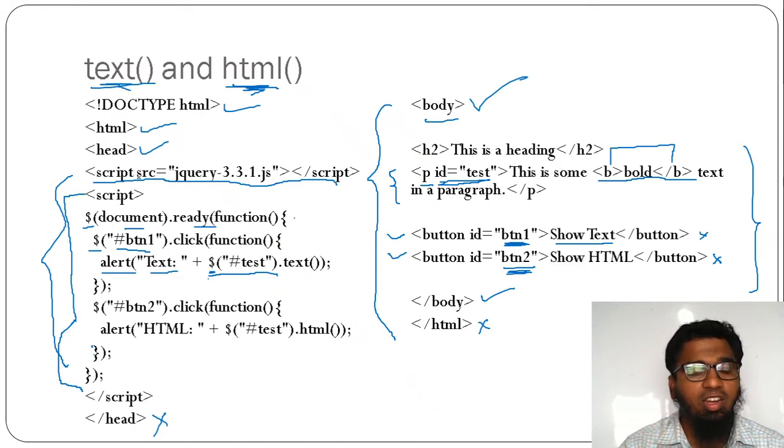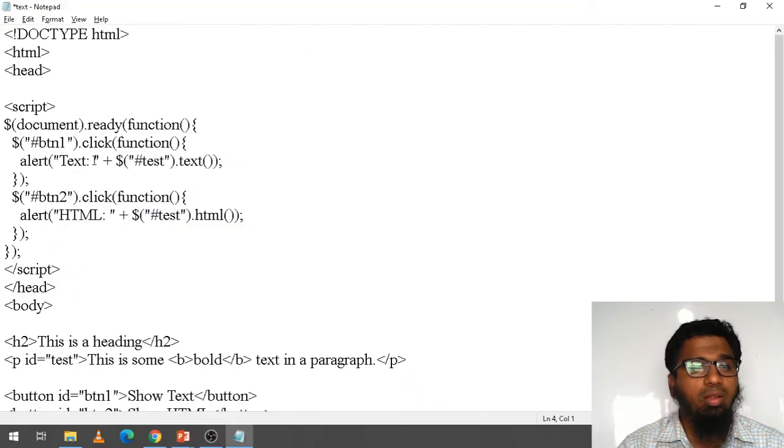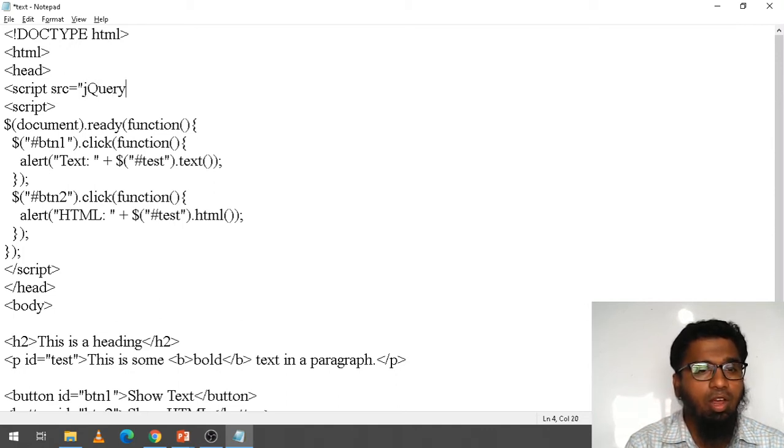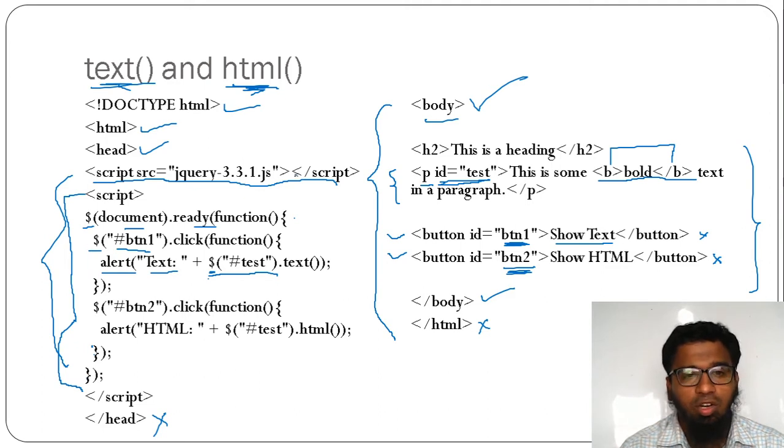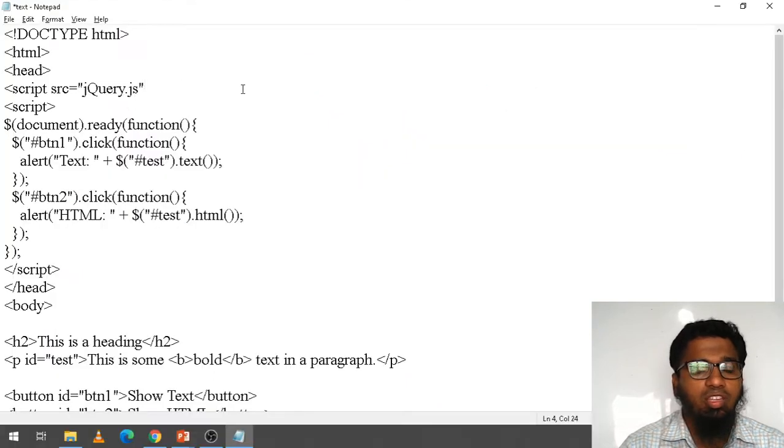Let's see, I will write the same. Script src equals jquery.js. Here in the example the version is mentioned, but I am not writing the version and all those things, and close the script. If I close this, does it work?